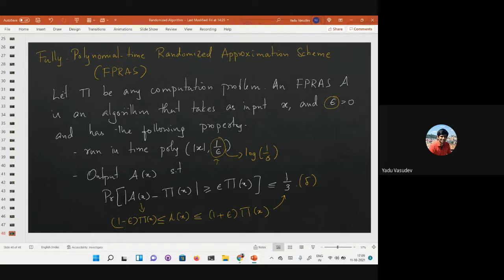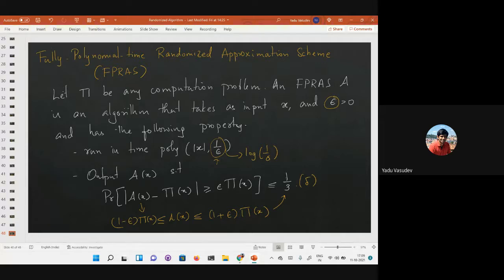And rather than calling it an algorithm, it's actually a scheme. It's a set of algorithms, depending on how close you want to approximate. So instead of calling it an approximation algorithm, it's actually an approximation scheme. It gives you really good guarantees. So that is what an FP-RAS is.